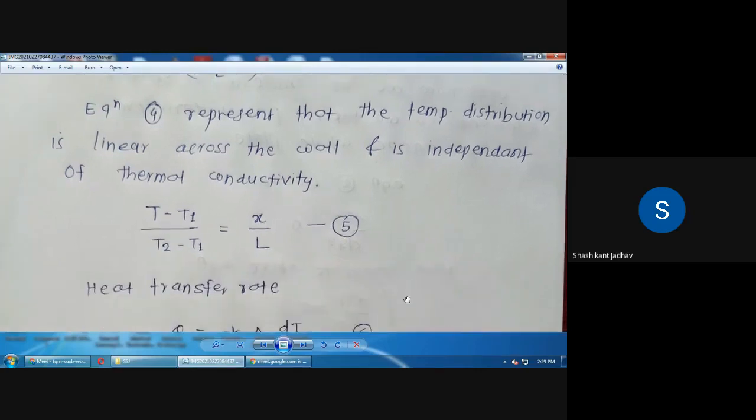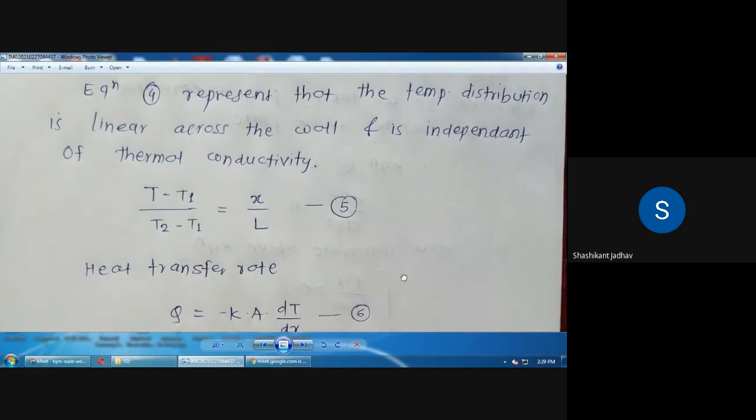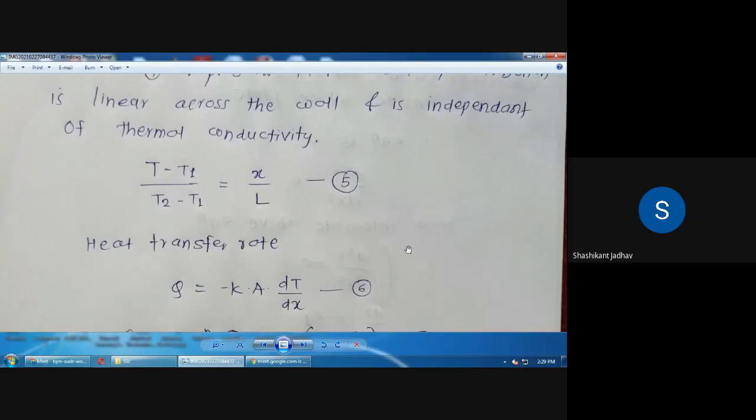So our aim is to calculate the heat transfer rate, meaning we have to calculate Q. So what is the equation for Q? Q is equal to minus K into A into dT by dx. So this is our standard equation, that is Fourier's law of heat conduction. Q is equal to minus K into A into dT by dx.